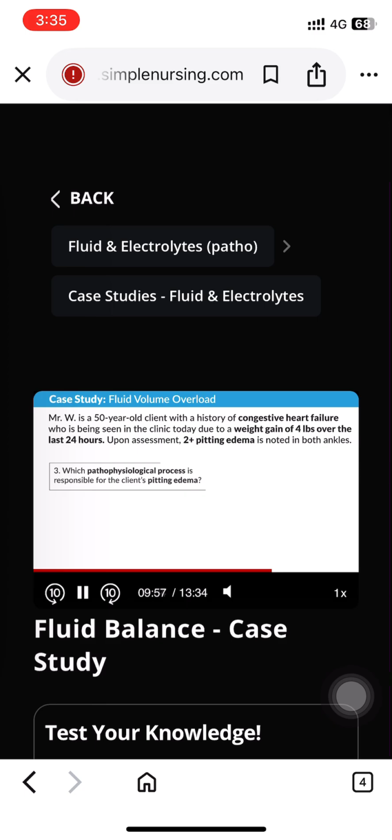Now moving on to question 3. Which pathophysiological process is responsible for the client's pitting edema? So once again, pause your screen and just do your best to answer this in 60 seconds or less.